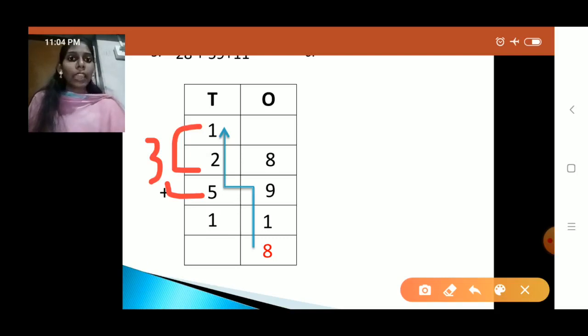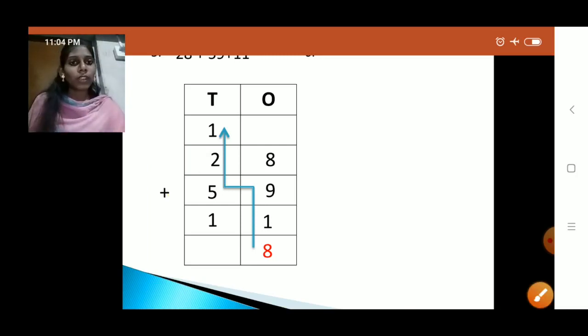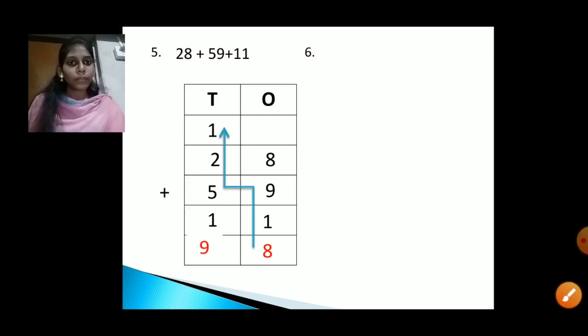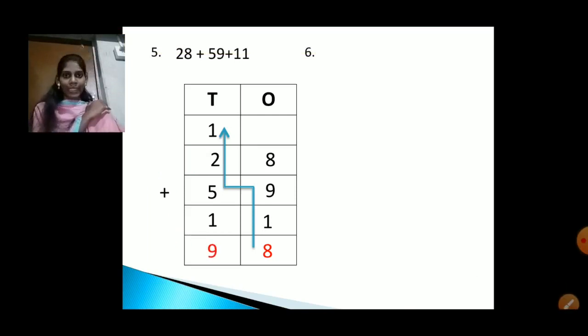And 8, and one more number is remaining. That also we have to add. So 8 plus 1 is 9. Correct? So now we will write 9 under the tens place. So 28 plus 59 plus 11 equals 98. Okay. So whenever you add 3 numbers, you have to add 3 times. First you add two numbers. That answer you keep in your mind. And then you add the next number. Correct? Okay. Now see the next question.